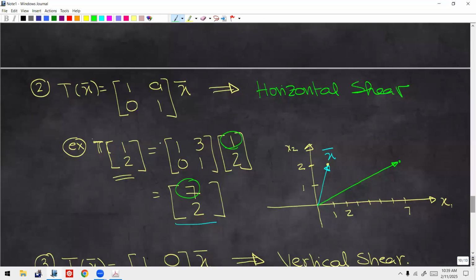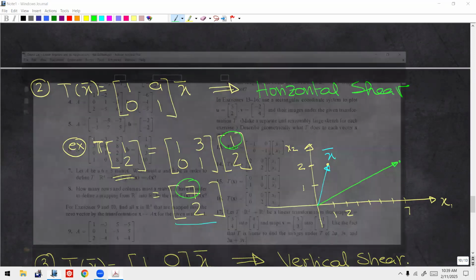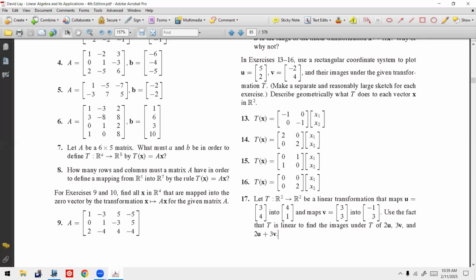Anytime they ask you what does this transformation do, just pick some vector, transform it, and see visually what happens. There are a couple questions like that, so let me do one really quick. So here's one. They've given you two vectors, u and v, and this is problem number 13. And they've asked us to show what happens when you multiply by this transformation, -1, 0, 0, -1.